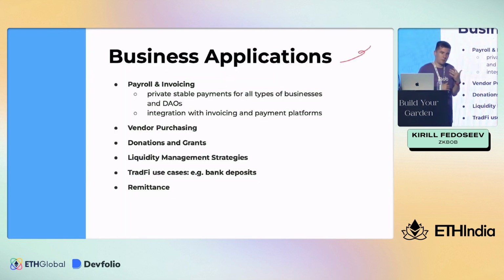Among the use cases for Bob that we are currently exploring, the dominant one is payroll and invoicing. There is a big problem with privacy when it comes to making payrolls in stablecoins, so making private salary transfers within the privacy pool is a big opportunity. We're also exploring other use cases like vendor purchasing, donations, TradFi use cases, for example crypto off-ramping and on-ramping from bank deposits, and money remittances.